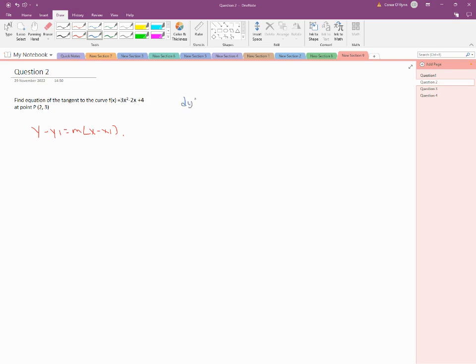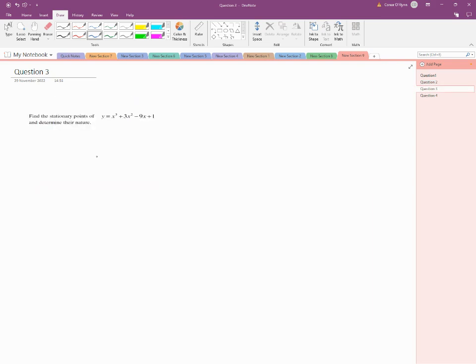So dy dx is the slope of the tangent. So that would be 6x minus 2. And x is 2. So what would our slope be? That would be 10. So we have our slope is 10, and we have our point 2, 3. That's your x1, y1. So y minus 3 equals 10 into x minus 2. And we just tidy that up, and that'll be plus 17. And that's our equation of the tangent, which is a line.